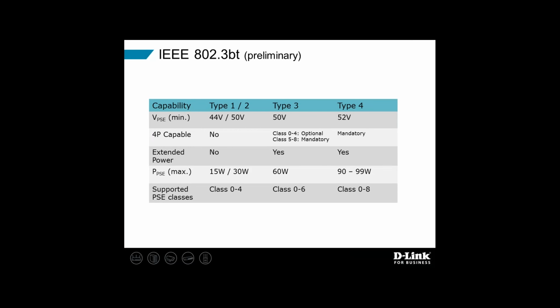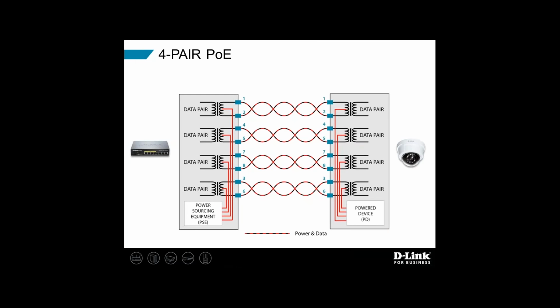I think this is my last slide on BT, just showing type 1 and type 2, which is AF and AT, and then type 3, type 4, showing that the minimum voltage for type 3 will remain at 50 volts, while for type 4, I believe the committee is talking about bumping it up to 52 volts. 4-pair capable for type 3 and type 4. Extended power is an additional feature that will hopefully be available with type 3 and type 4. There you see the maximum power of 60 watts for type 3, 90 to 99, I believe, for type 4, and then different classifications, which is a way of further segmenting how much power is provided. And classification, I think, is a little bit beyond the scope of today's discussion. We'll save that for the next PoE 102.